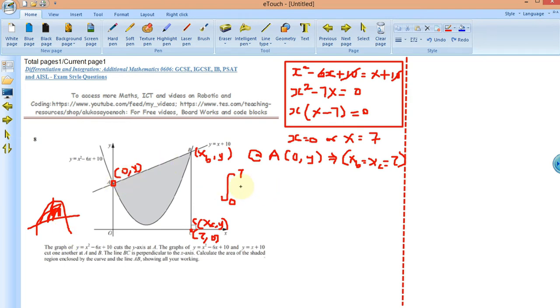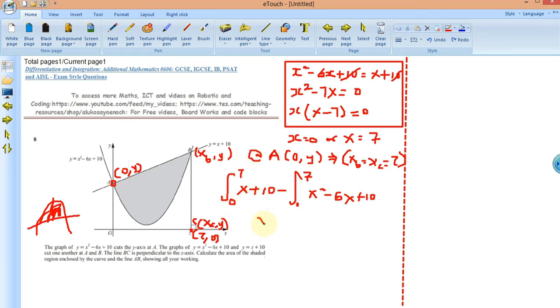So integrate the equation of the line, and that is x plus 10, that is yb. So this is the equation of the line, it's clear. x plus 10, minus, from 0 to 7 again, the equation of the curve, and that is x squared minus 6x plus 10. And we know the limit for the value of x already, from 0 to 7. So go ahead and integrate this.